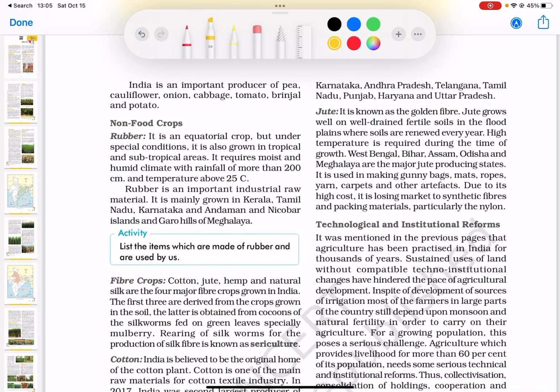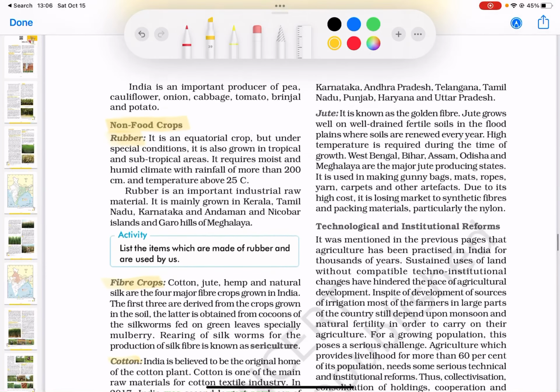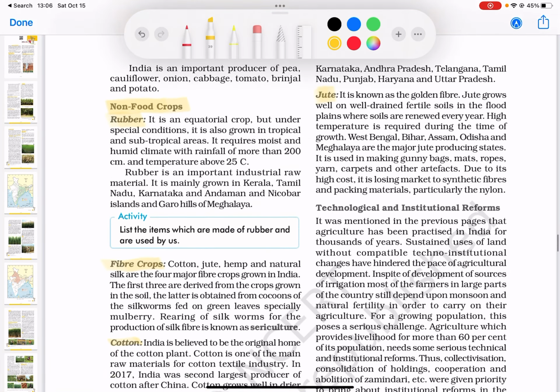Then we will also look at another topic of non-food crops. They are also important, and in that we will include rubber, fiber crops, cotton. You look at jute. These are the two important ones.